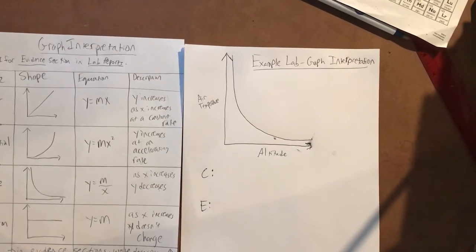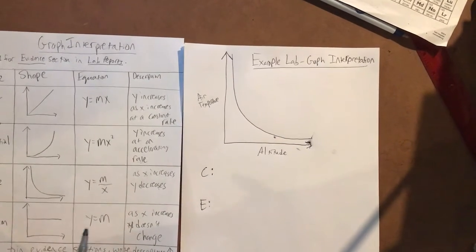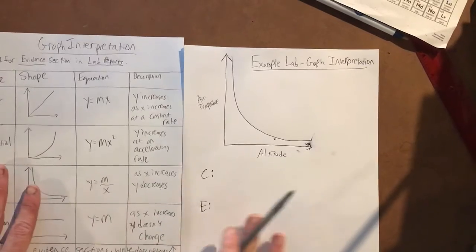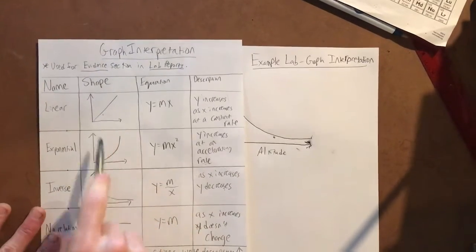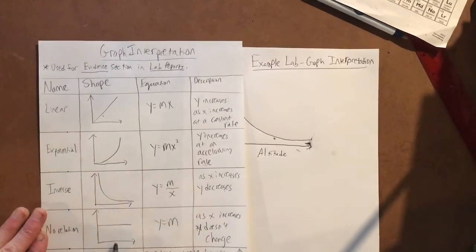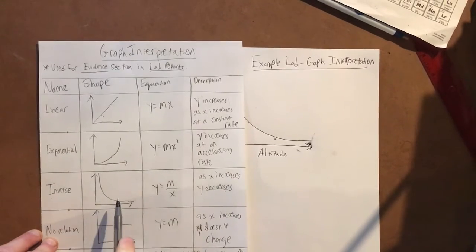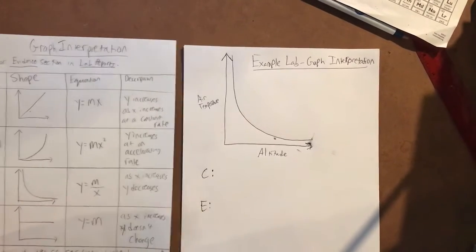So first we have to see what shape it looks like. Does it look linear, exponential, inverse, or no relation? So I'm going to say it's inverse, okay?